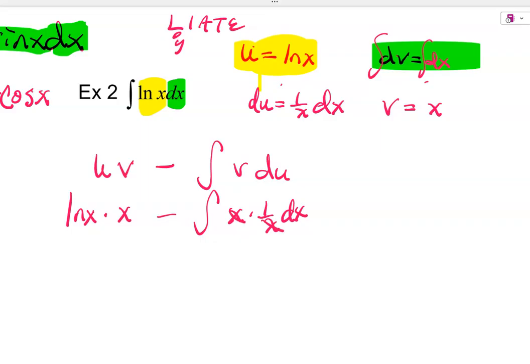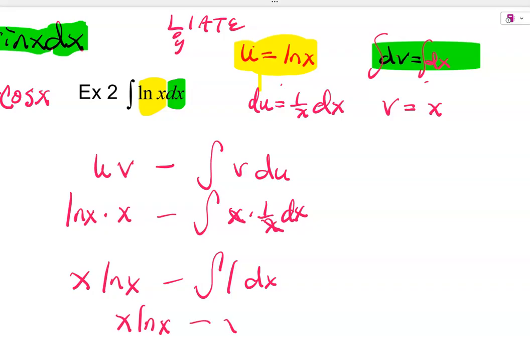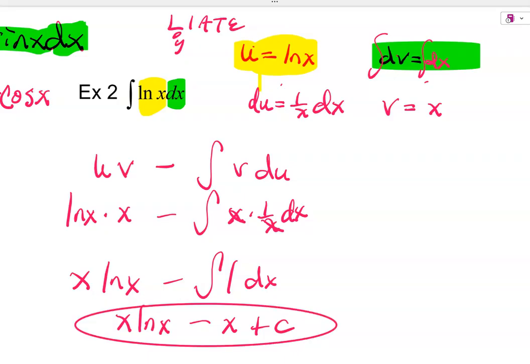Look at that. So look, we're going to have x ln of x minus the integral of 1 dx. And my goodness, what is the antiderivative of 1? Just an x. But then we're going to put a plus c at the very end.